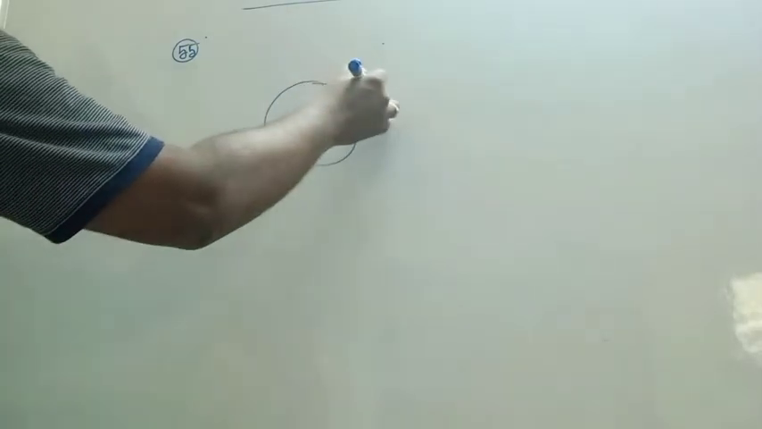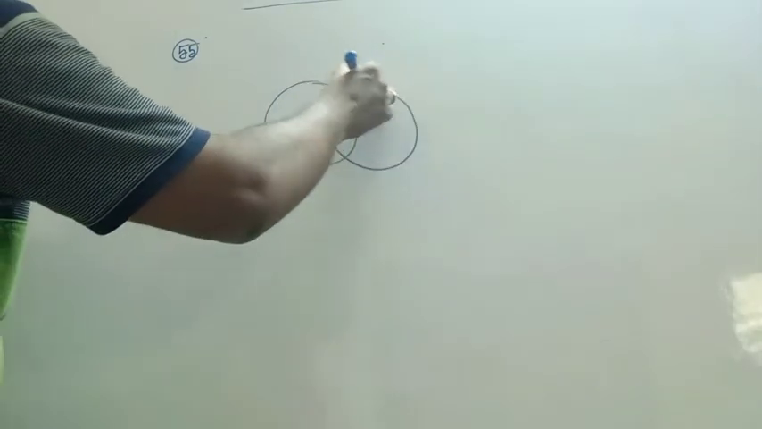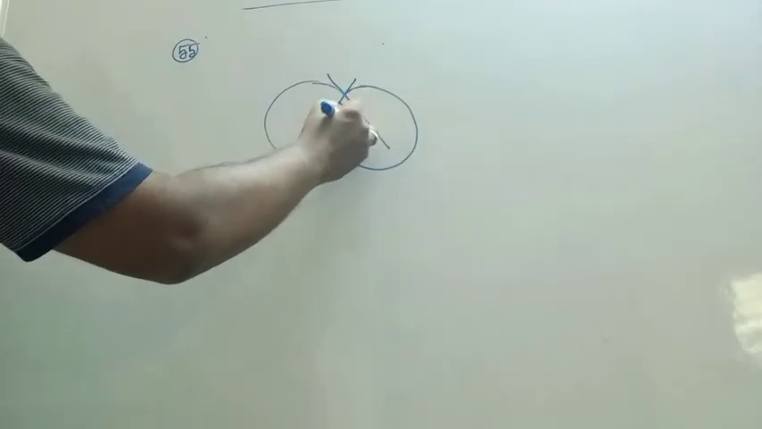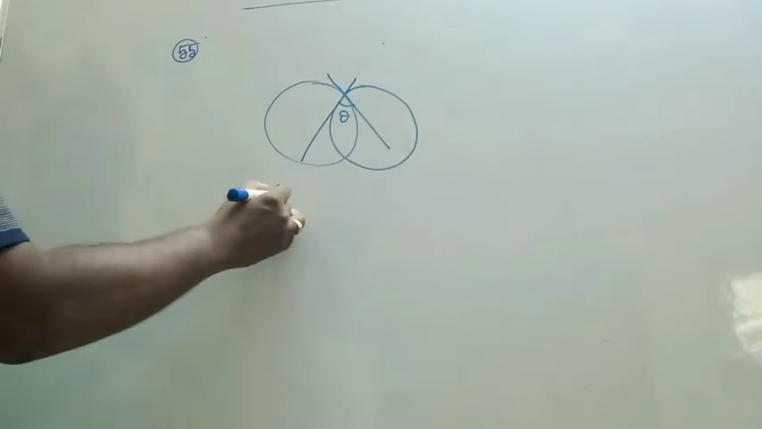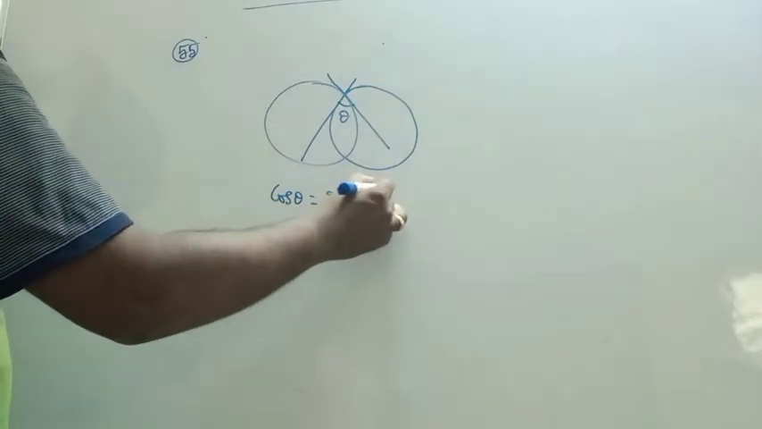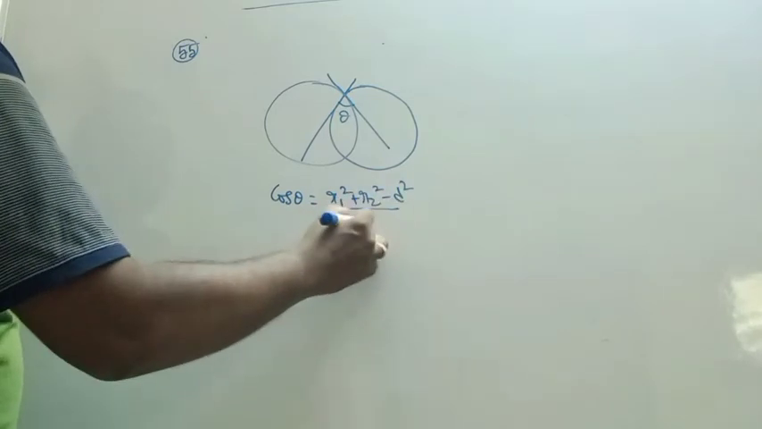Right, my dear students? We have here two circles. The angle between them is given as theta. That means the angle between their tangents. This is the theta they have given. I have given you already the formula: cos theta is equal to r1 square plus r2 square minus d square by 2r1 r2.